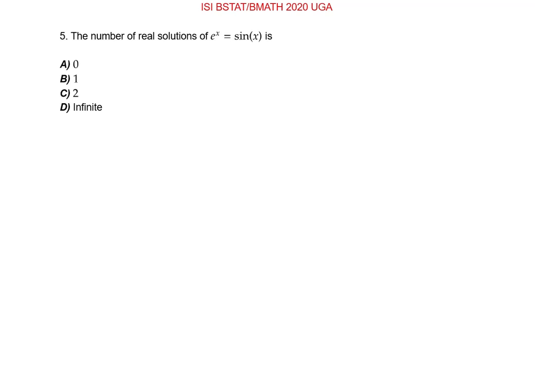So this is the fifth question of ISI B.STAT B.MATH 2020 UGA question paper. The question is: number of real solutions of e^x = sin x. Since they are asking for the number of real solutions, I am going to solve it graphically. First, let me draw the graph of e^x.